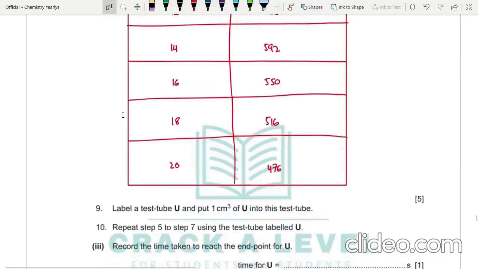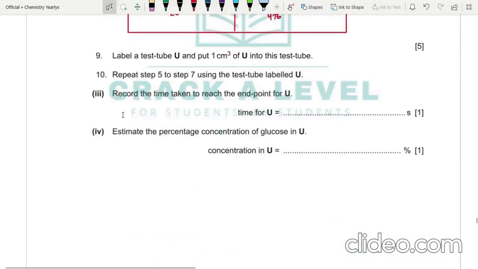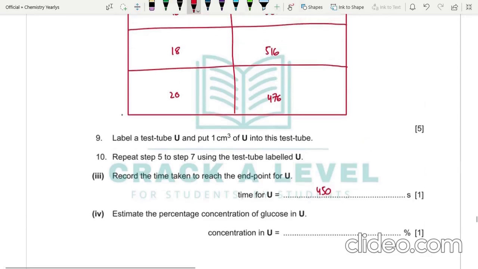Now the ninth step says label a test tube U and put 1 cm cube of U into the test tube. Repeat steps 5 to 7 using the test tube labeled U. So we are going to be performing the same experiment with U to record its time. Let's suppose it takes about 450 seconds. Now estimate the percentage concentration of glucose in U. So 450 is less than the 20%, so it means its concentration is going to be higher than 20%. Let us suppose about 21%.